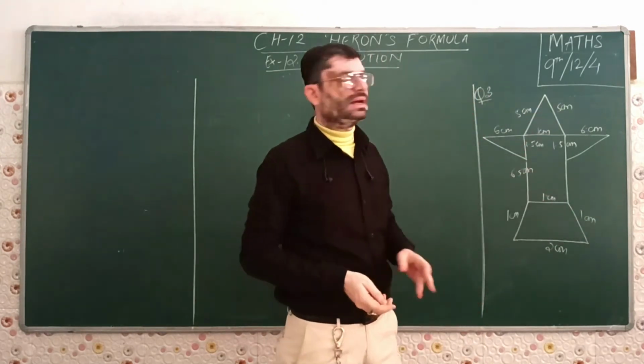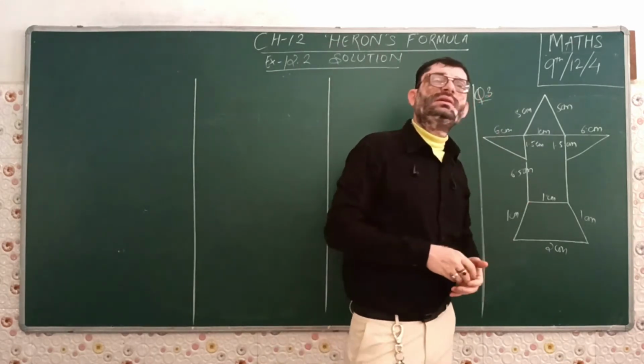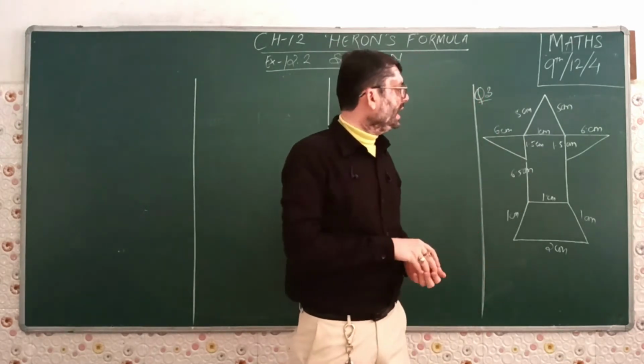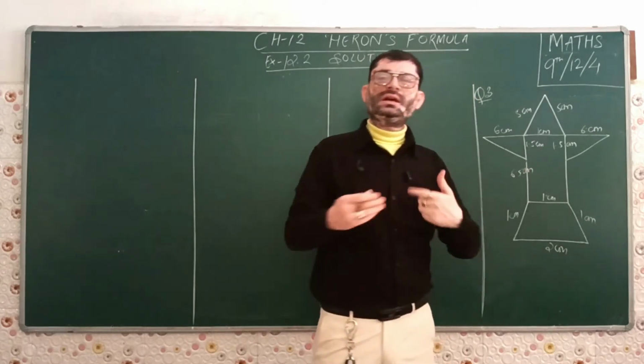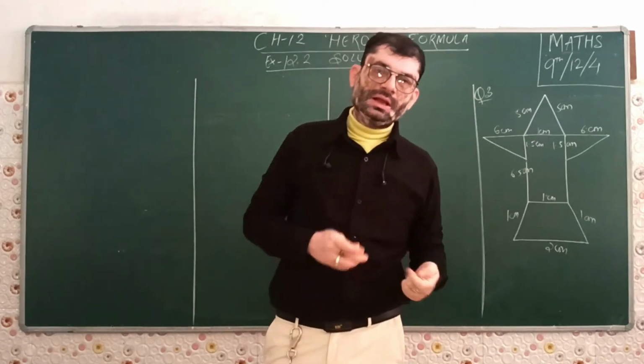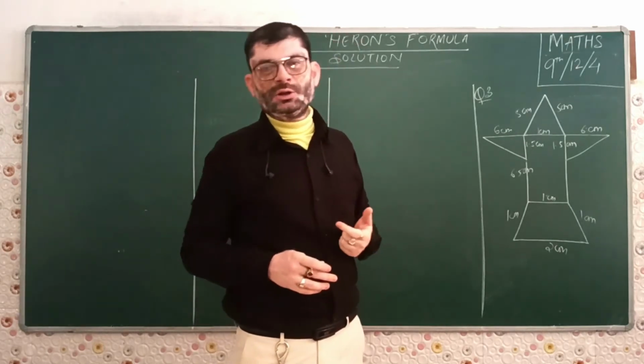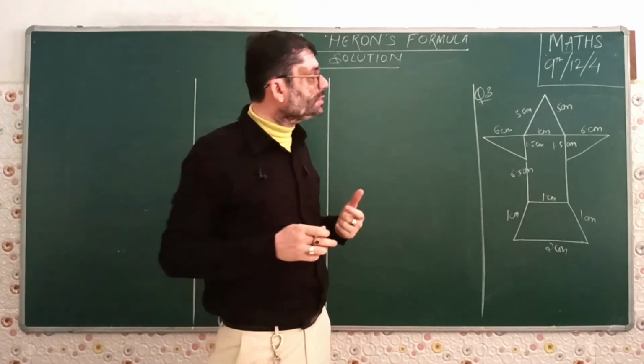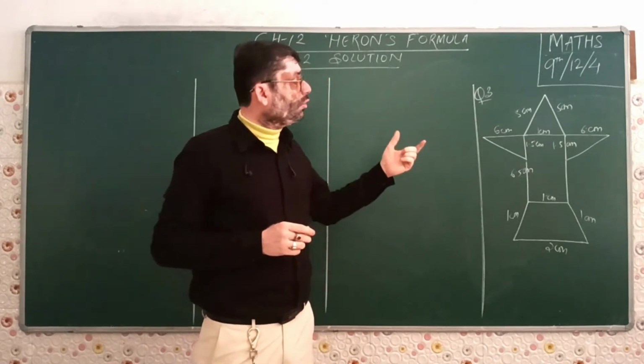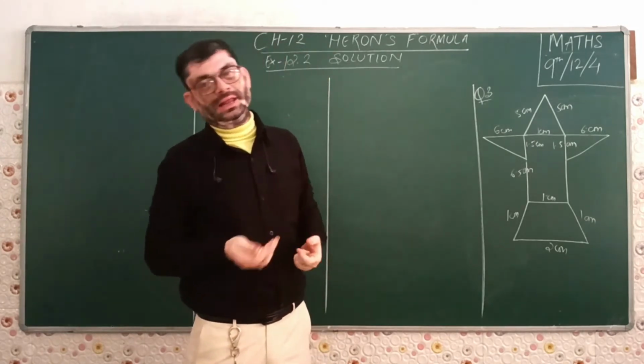Dimensions she has taken by herself, balancing the symmetry of the aeroplane, and she has made this aeroplane with colorful papers. Then the area of paper that she has used in the aeroplane is to be found out. That means we need to find out the area of the aeroplane.